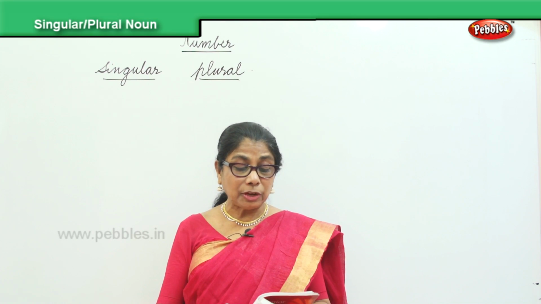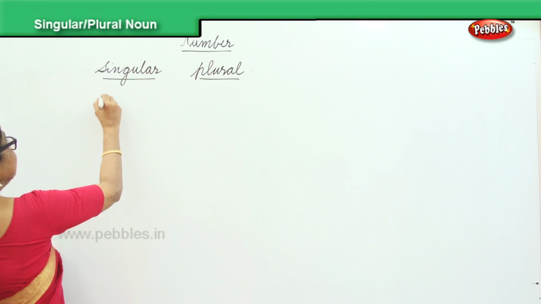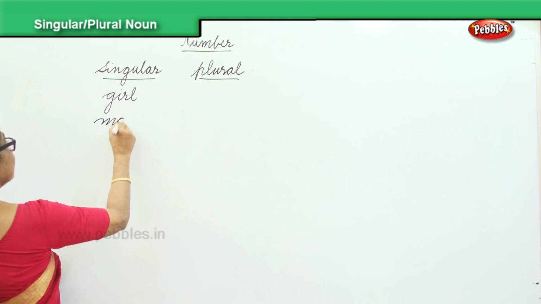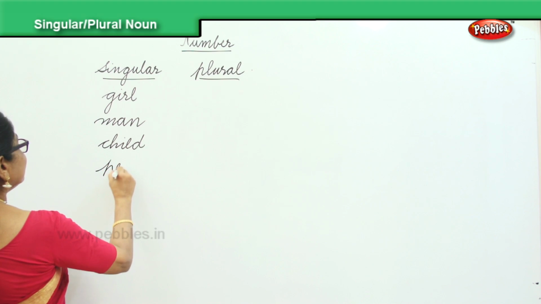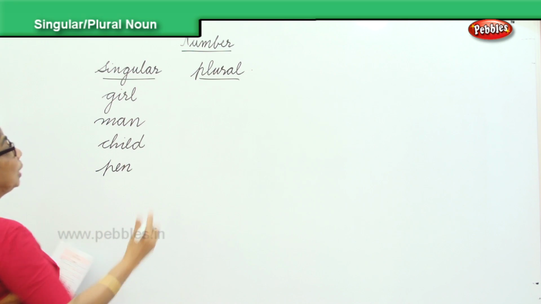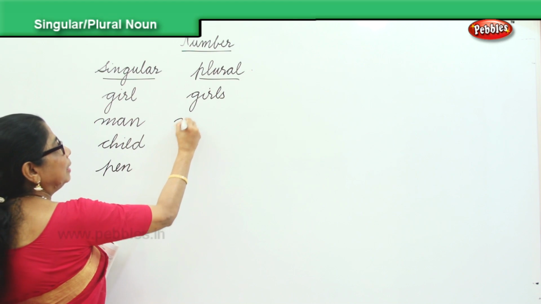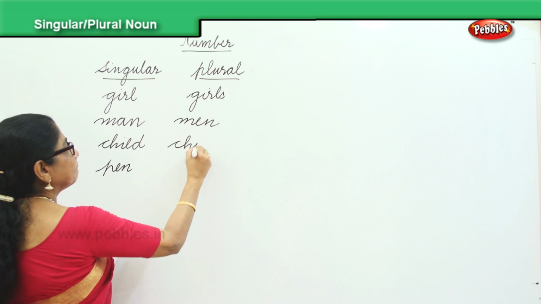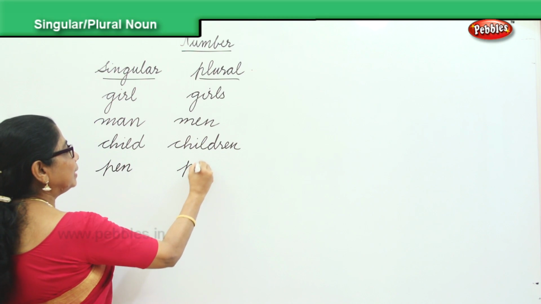Now, examples of singular number: girl, man, child, pen. So you have one girl, one man, one child, one pen. Same thing, when you say it's a plural number, you say girls. For man, number of men, you will say men. We have many children in the class, we say children. Pen, if you have 5, you say pens.